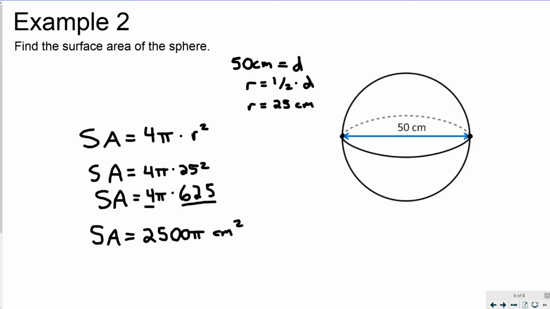And if I were to translate that into an approximate answer, I would go ahead and take 2,500 and multiply it by pi, and that's approximately 7,853.98 centimeters squared. It was 0.981, and so the 1 makes the 8 stay the same, and there's my exact and approximate answers.